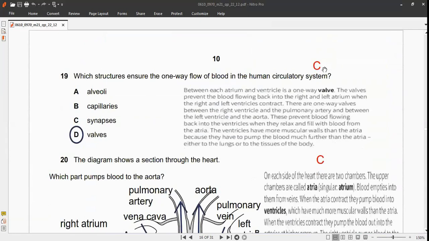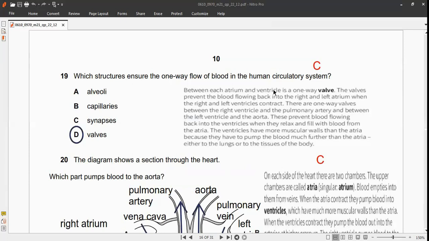19. Which structures ensure the one-way flow of blood in the human circulatory system? Alveoli, capillaries, synapses, valves. Synapses are for the nervous system. Alveoli are in the respiratory system, but here it is the circulatory system. Okay, the answer is between capillaries and valves. But here, which structures ensure the one-way flow of blood?